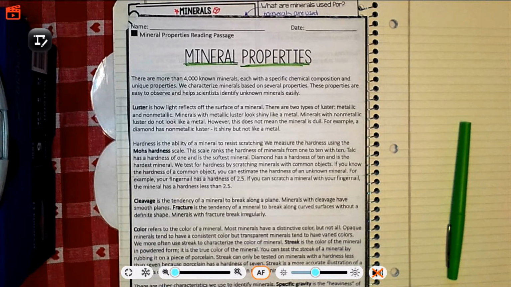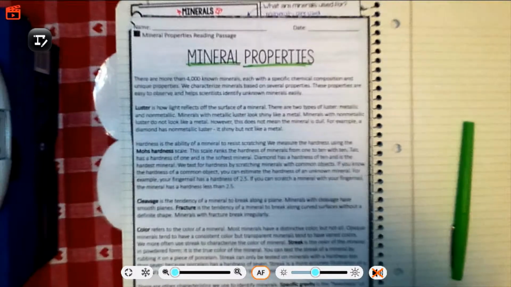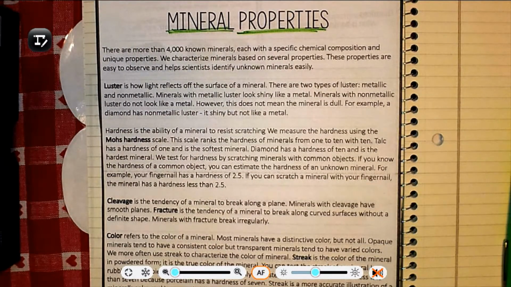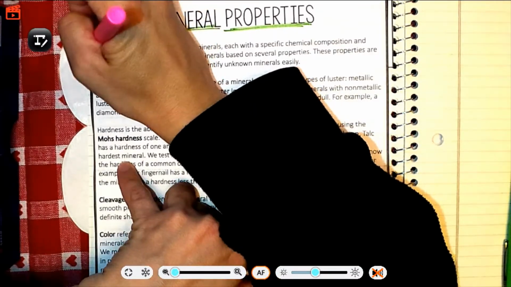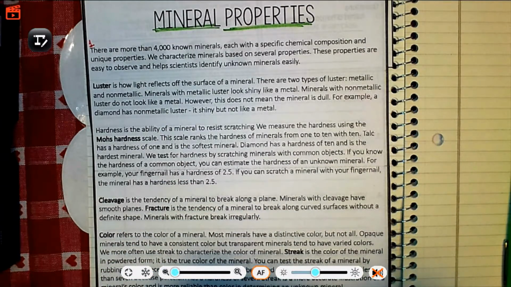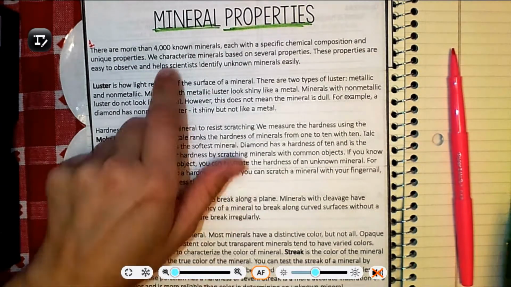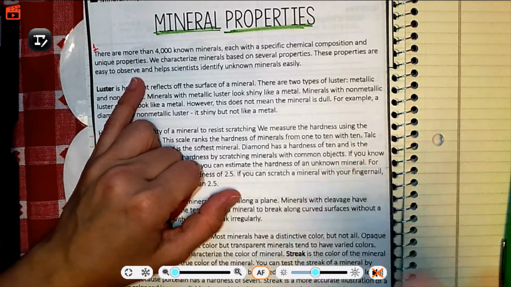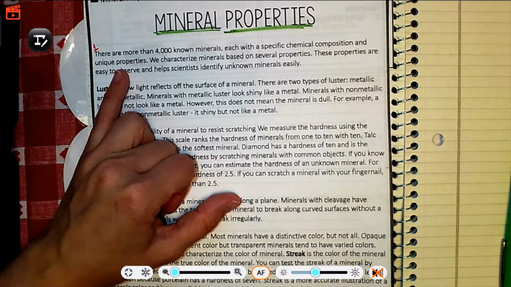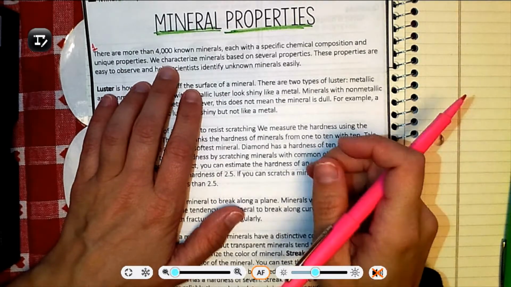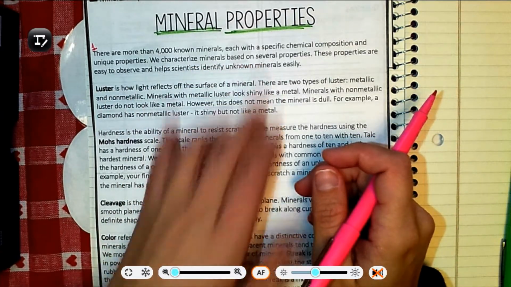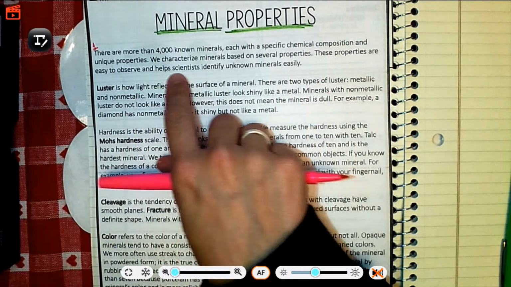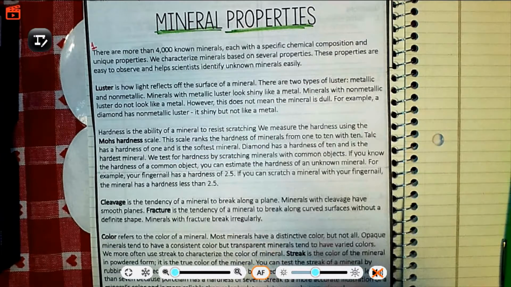Okay. I'm going to number these paragraphs as we go. 1. There are more than 4,000 known minerals, each with a specific chemical composition and unique properties. So remember, unique means that they're special just to that. We characterize minerals based on several properties. These properties are easy to observe and help scientists identify unknown minerals easily.